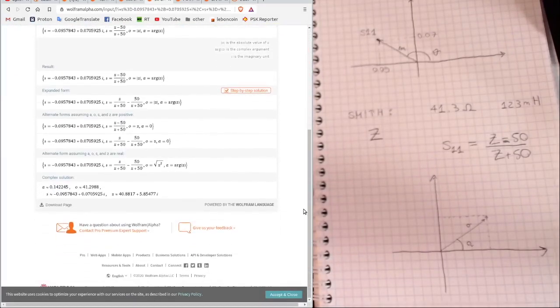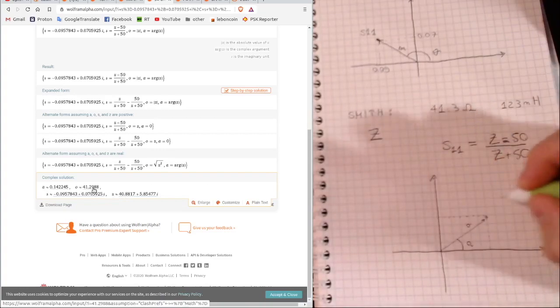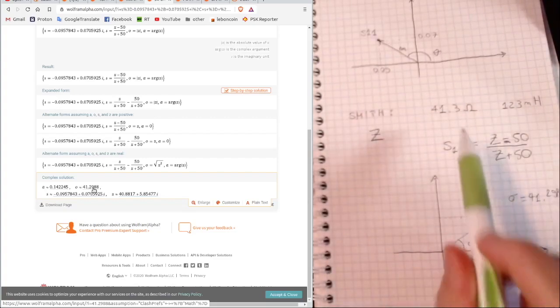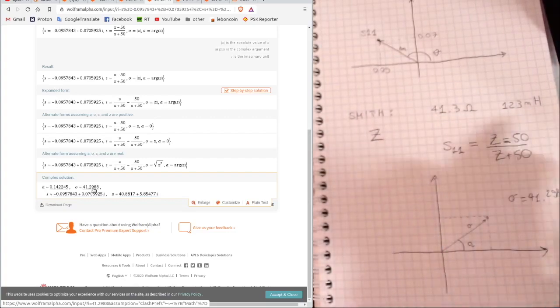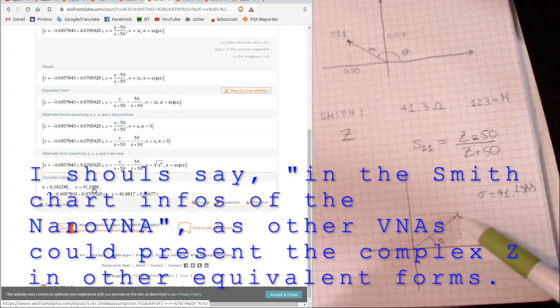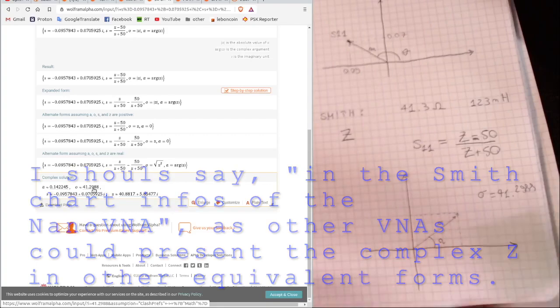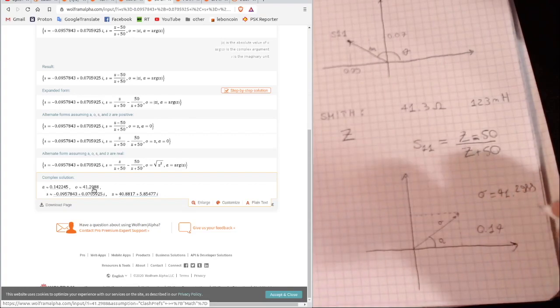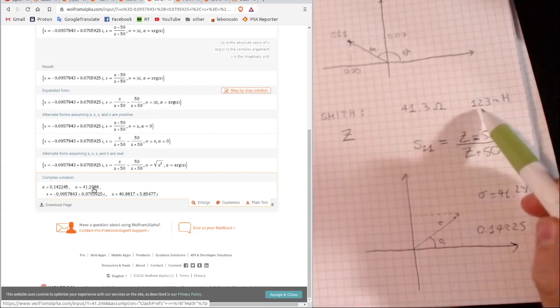And so we get our results. As you can see, O is 41.2988, and this is our value in ohm. So in the Smith chart, when you see this value, it is the length or the magnitude of the complex impedance of the device under test. We also get here the angle, which is 0.14225.